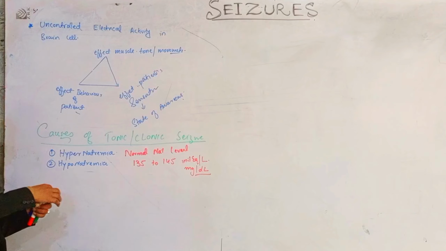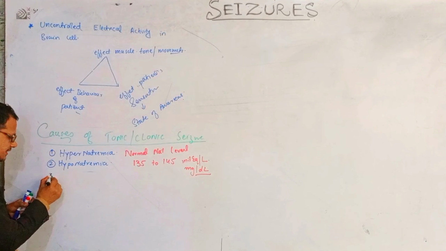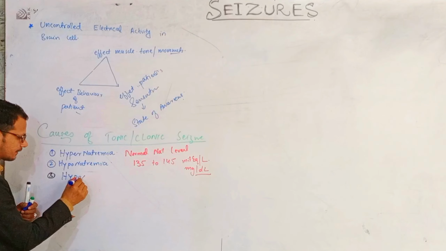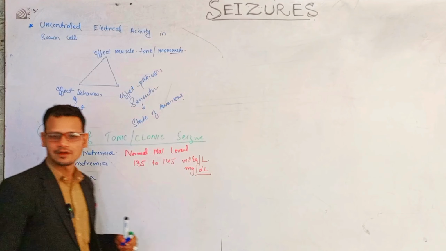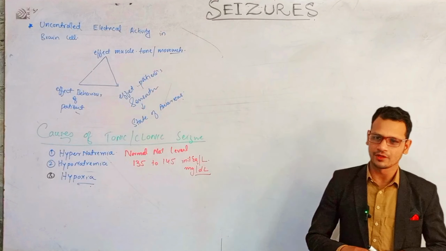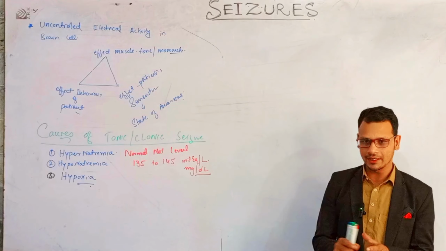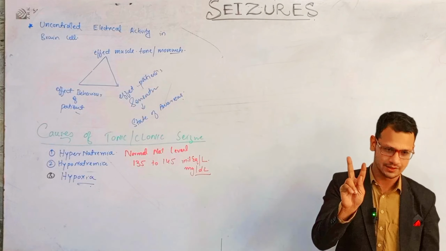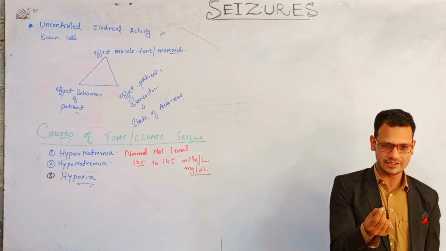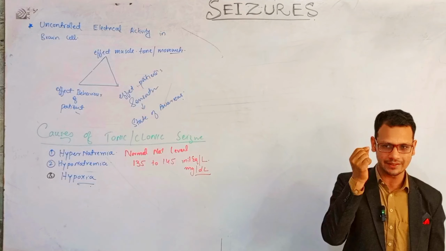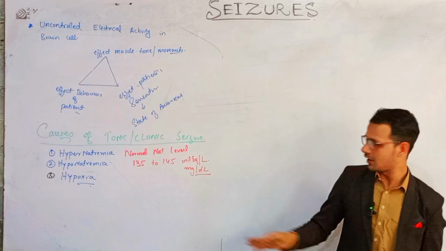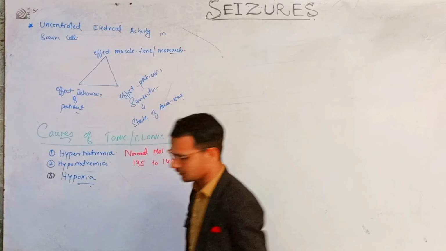The second thing, you all know about this cause, hypoxia. How does hypoxia cause seizures? Because I have told you that the brain has two fuels, glucose and oxygen. And if the oxygen level decreases in the body, it means that our brain cannot get enough oxygen and it will affect the brain, right? Hypoxia is also a cause of seizure.